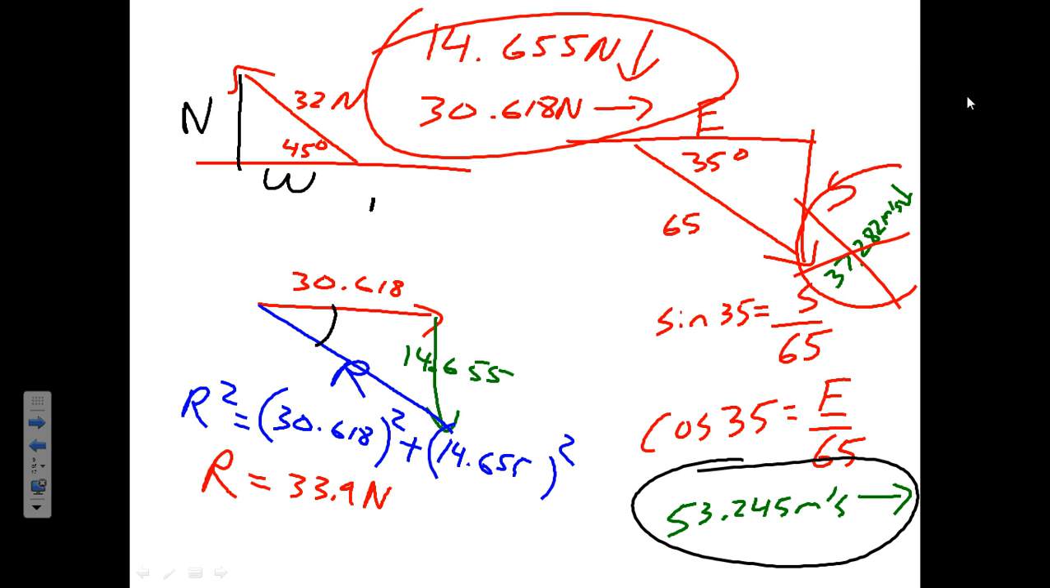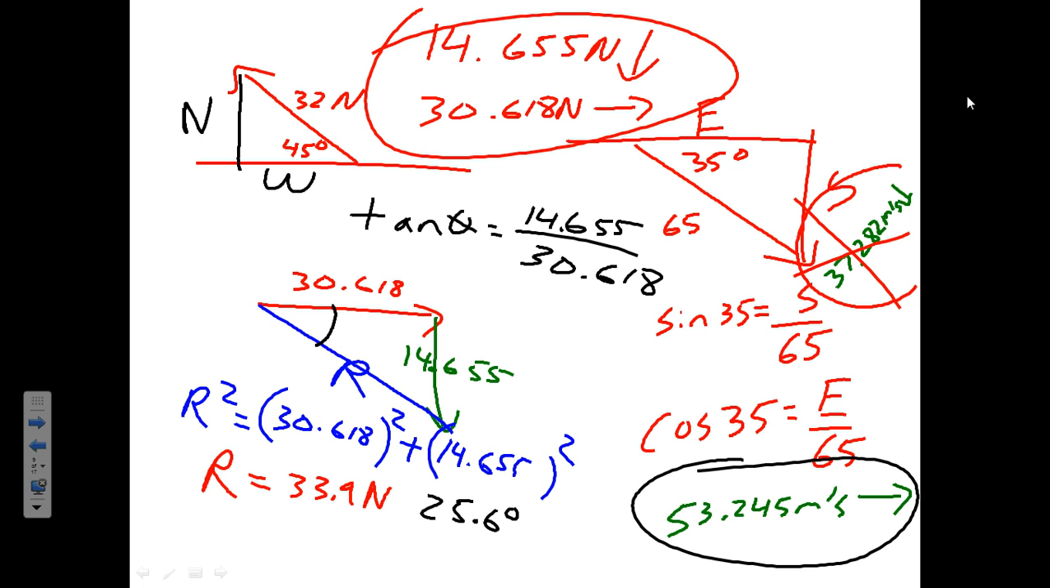So use tangent. And just say the tangent of your angle is opposite over adjacent. So divide that out. Take the inverse tangent, 25.6 degrees. And that would be south of east. And remember, that means start at east and go 25.6 degrees toward the south.